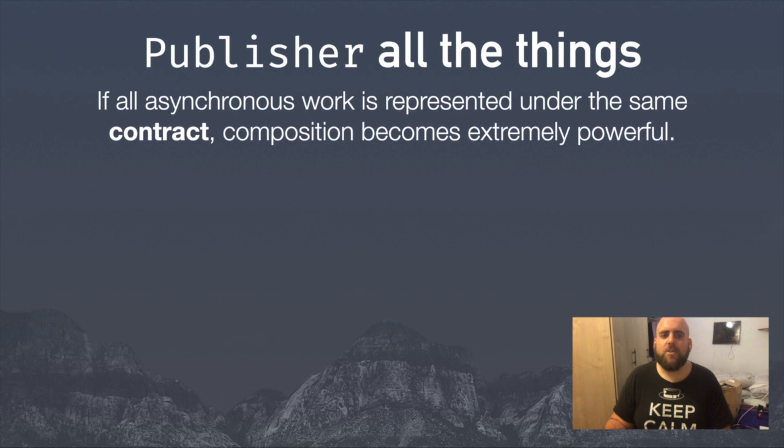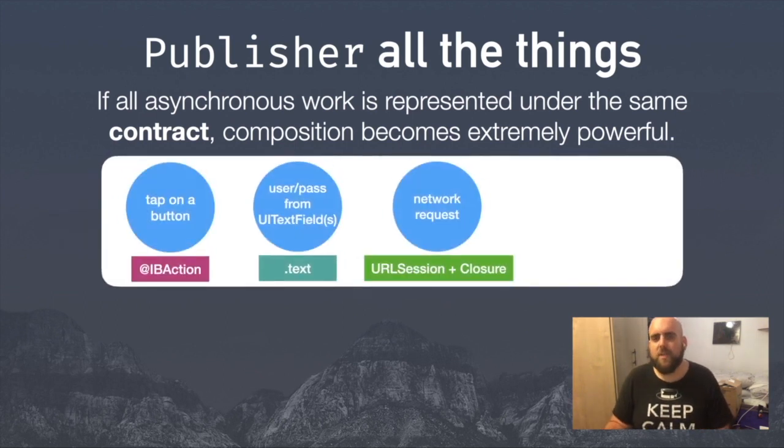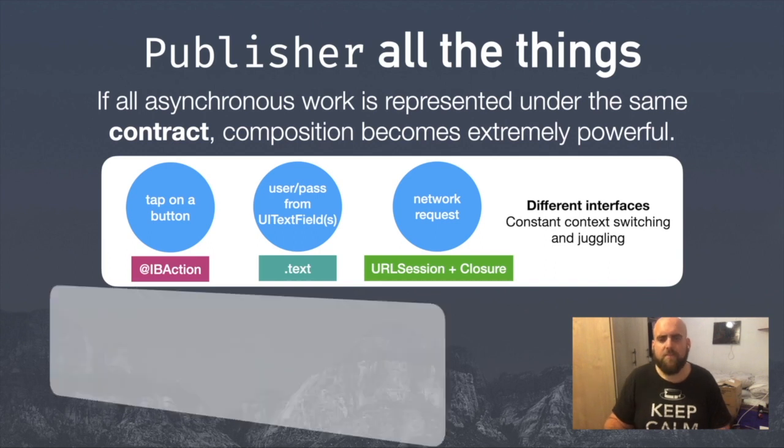So really, as I mentioned, if all of our asynchronous work is represented under the same contract, we get really cool compositional abilities. Today we have a bunch of ways to represent async work. For example, we have a tap on a button, which is this IBAction. We have a .text property for text fields, and for network requests, we might use our URLSession with a closure for the completion handler.